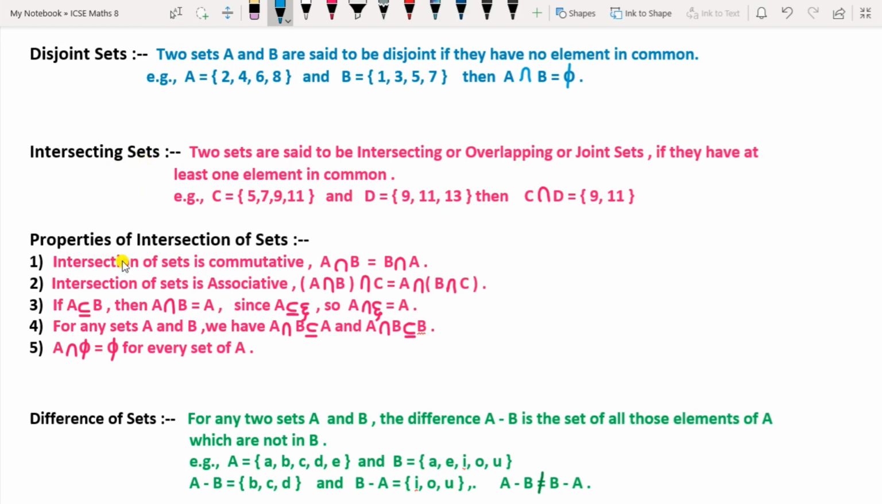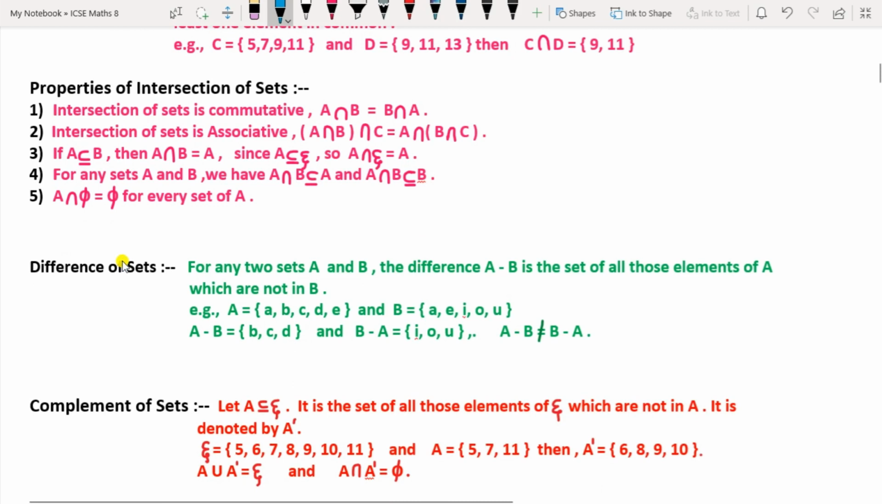Now, similar to union of sets, there are some properties of intersection of sets which are opposite to union of sets. So intersection of sets is commutative, which is similar. It is also associative. Then, if A is a subset of B, then A intersection B will be A. So here A is a subset and B is a superset. If there is an intersection between a subset and a superset, then the answer will be the subset.